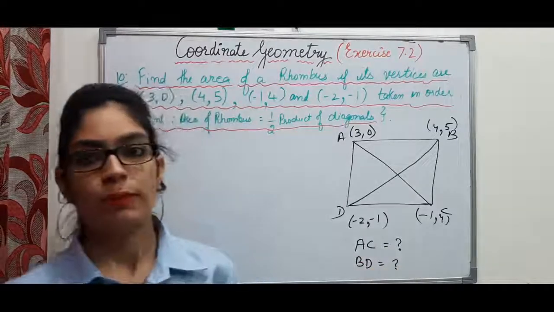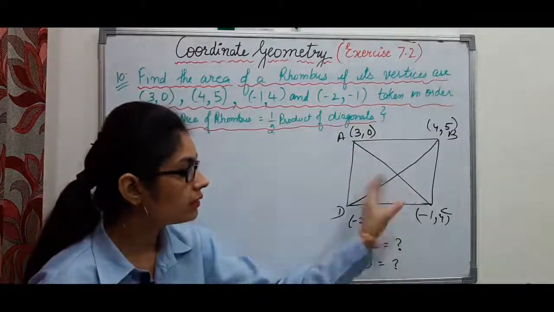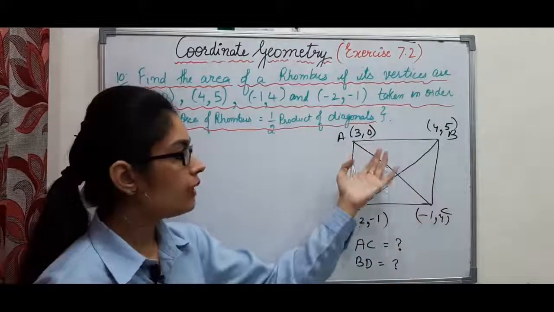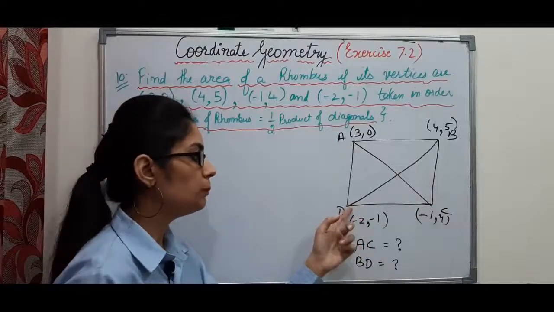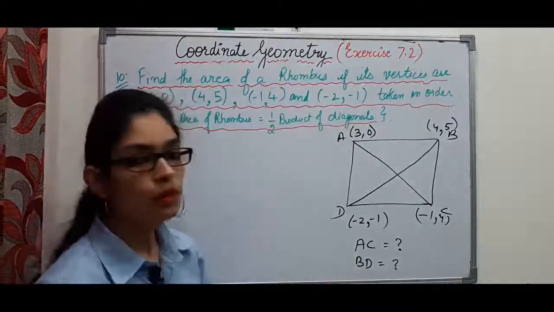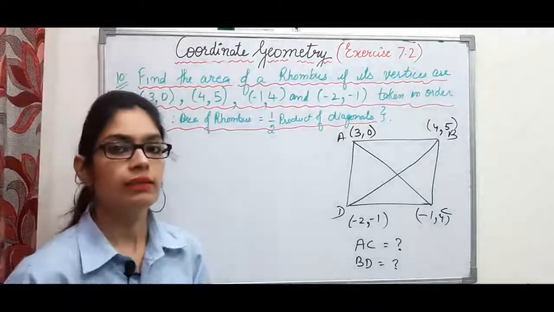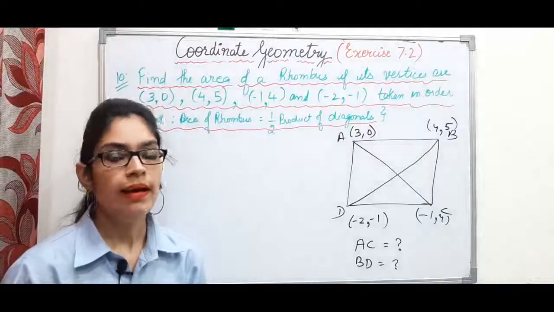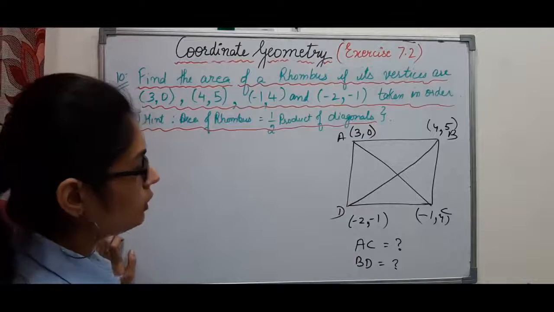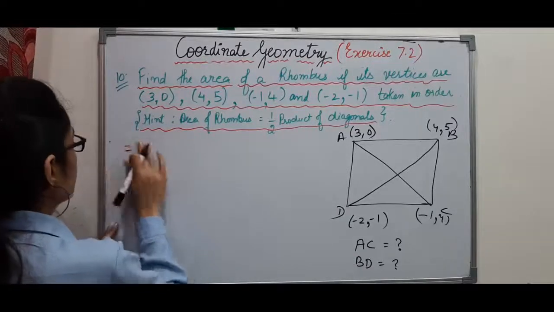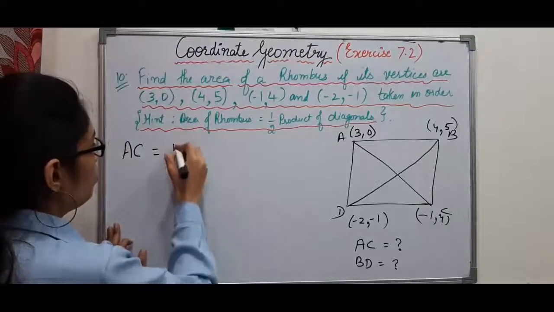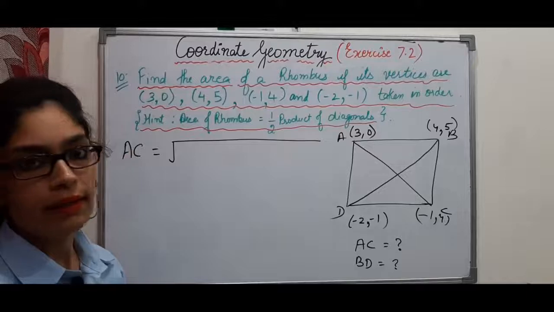So here we don't have to apply section formula because we need the distance. If we find the distance between A and C, that will be the value of AC, and if we find the distance between points B and D, we'll get the value of BD. So we have to do this sum by using the distance formula, and distance formula I have already explained in exercise 7.1. So now let's do this. So first of all, let's find the distance of AC. I hope you remember distance formula because so many questions we have already attempted till now.